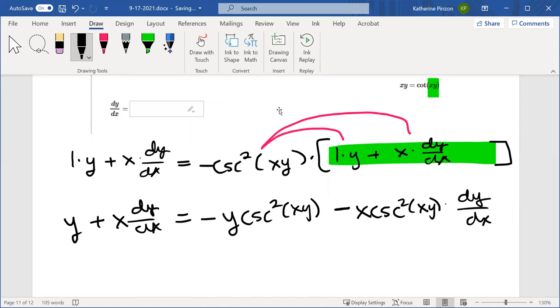I'm going to leave it there. I know you can do it now. Bring the dy dx term to the left. Bring the y term to the right. Factor out your dy dx and divide by all the gobbledygook. Okay.